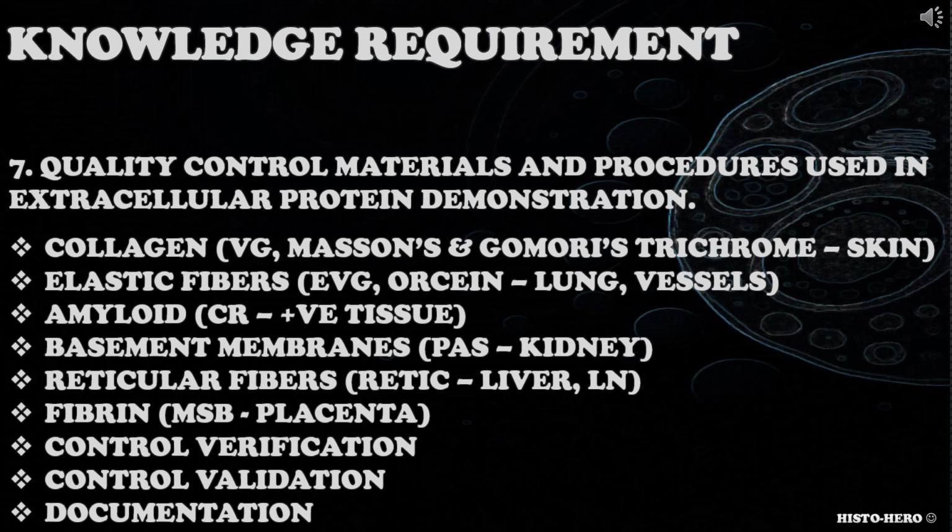Collagen and stains like Van Gieson, Masson trichrome or Gomori trichrome, elastic fibers and stains like EVG or Orcein, amyloid and Congo red stain, basement membranes and PAS stain, reticular fibers and Gordon and Sweet reticulin stain, fibrin and MSB stain. Also consider possible control material verification and validation, documentation, and so on.